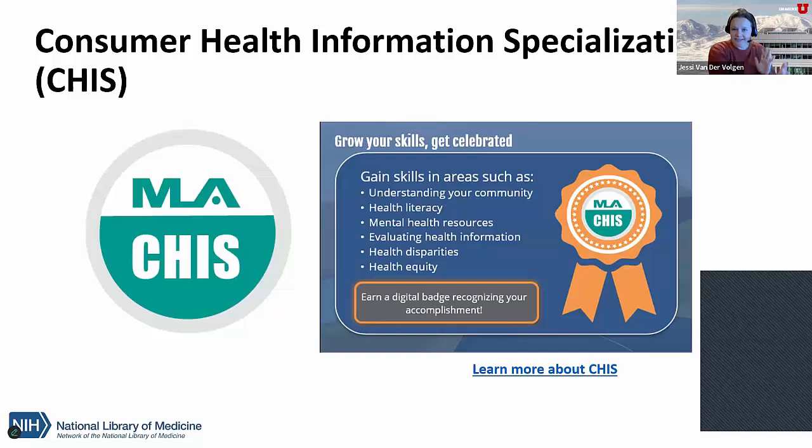So congratulations, this class earns 1.5 credits toward the Consumer Health Information Specialization Program of the Medical Library Association that can help you gain skills in areas such as understanding your community, finding and evaluating health information resources, and improving health literacy. One thing that stops a lot of library staff from providing health information outreach is feeling like they don't know the resources or how to respond to health questions. And so working on your CHIS can help you with these skills and then provide recognition for them.